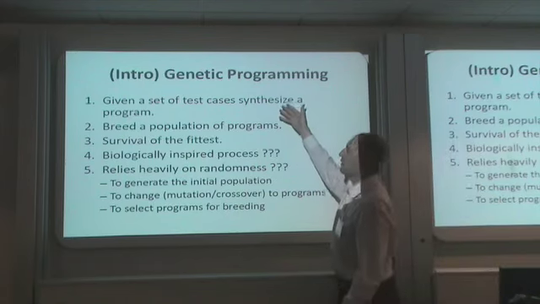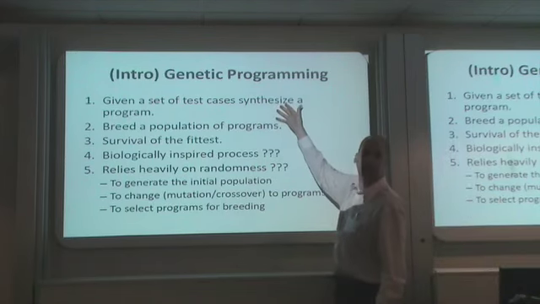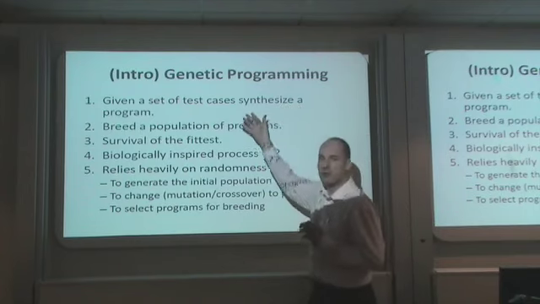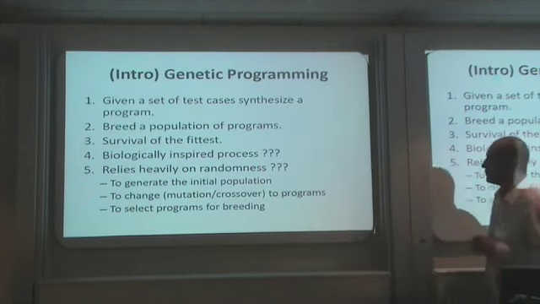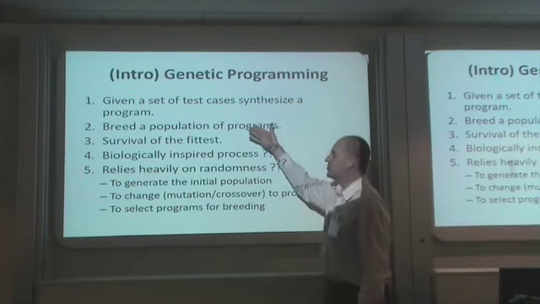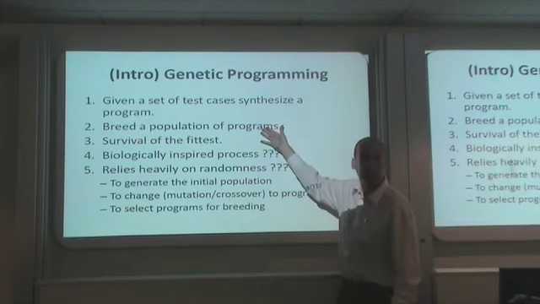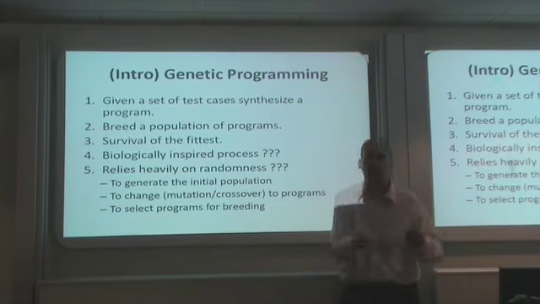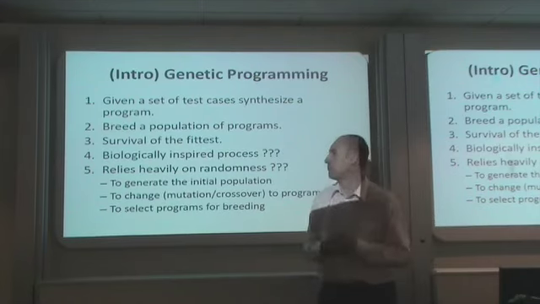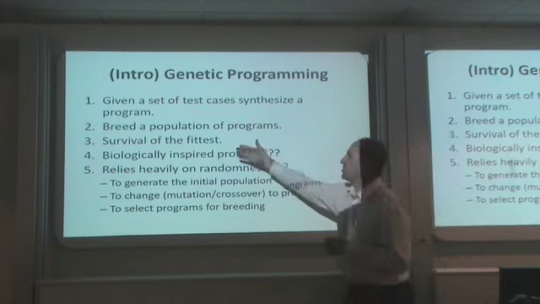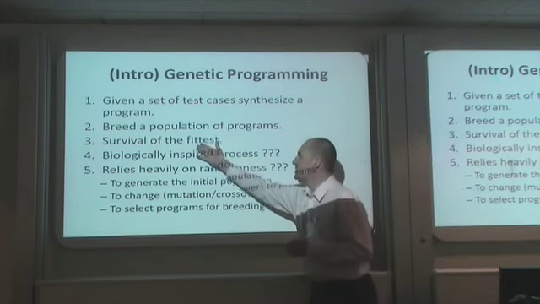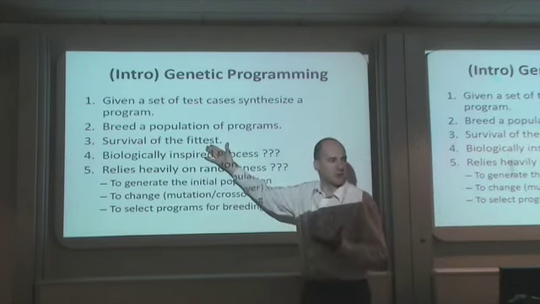So basically, genetic programming, you have a set of test cases and you want to synthesize a program that will match those test cases and satisfy it. So it's programming by example, if you like. And the idea is you use natural evolution, so you breed a population of computer programs. The good ones carry on, the bad ones die, and repeat. And it's usually this idea of survival of the fittest, but the fittest is what measure are we using to measure the fitness?